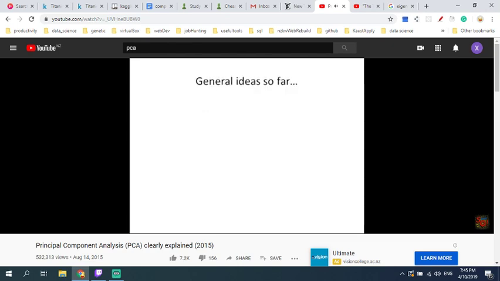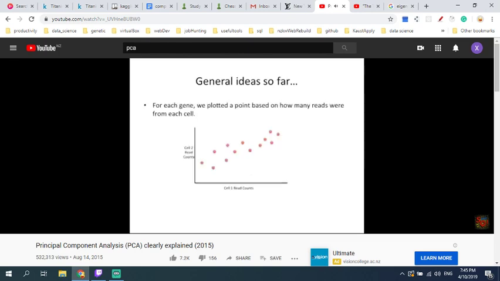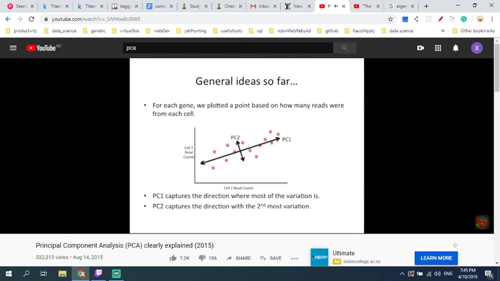So these are the general ideas we've covered so far. For each gene, we plotted a point based on how many reads were from each cell. Principal component 1 captures the direction where most of the variation is. Principal component 2 captures the direction of the second most variation.